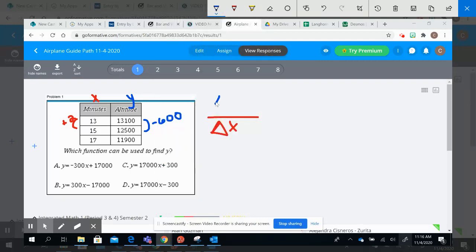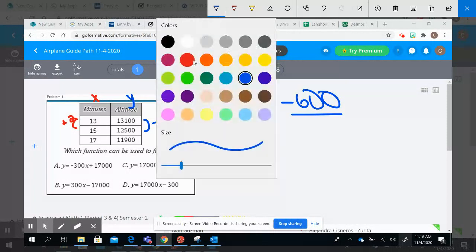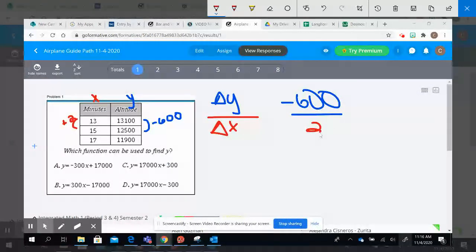So over here, I have my delta X and my delta Y. My Y value is negative 600. Terrible looking 600, but it's okay. My X value is 2. And that's going to be equal to negative 300. So negative 300 is our slope.